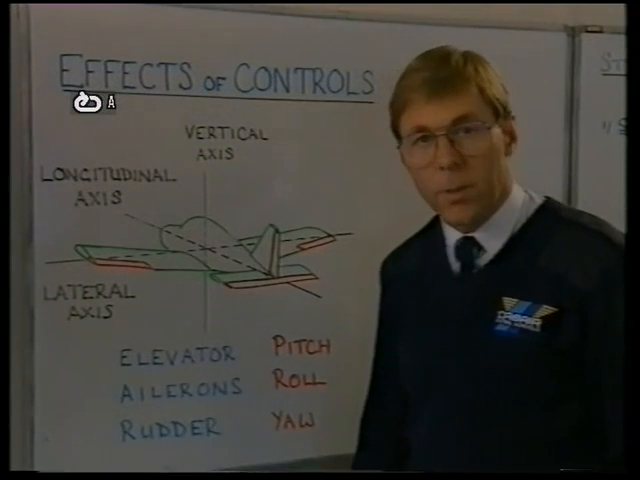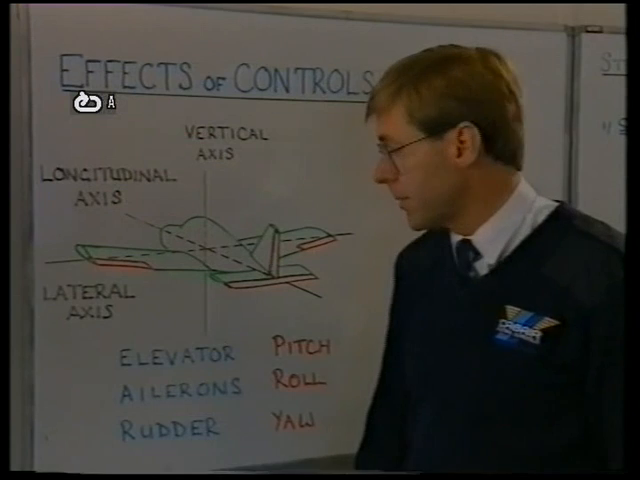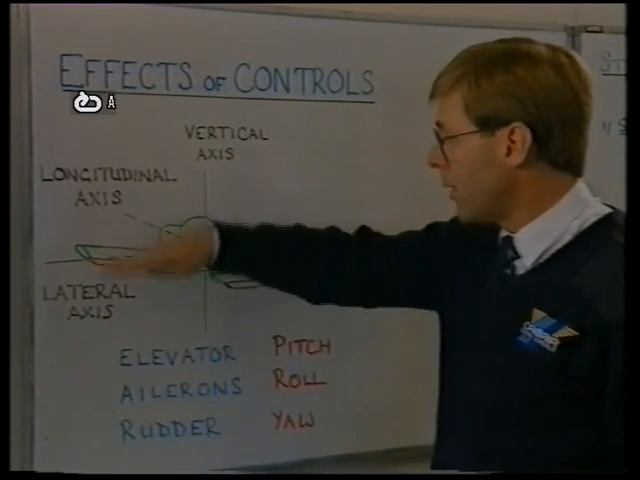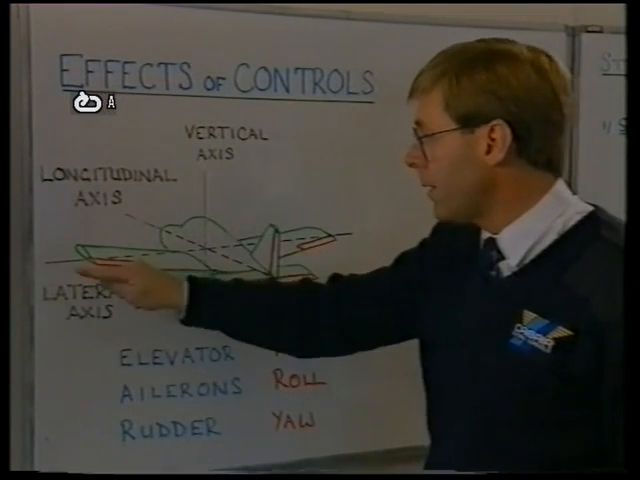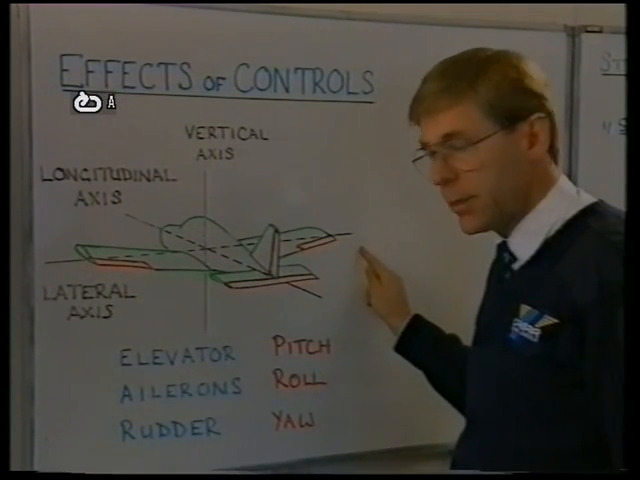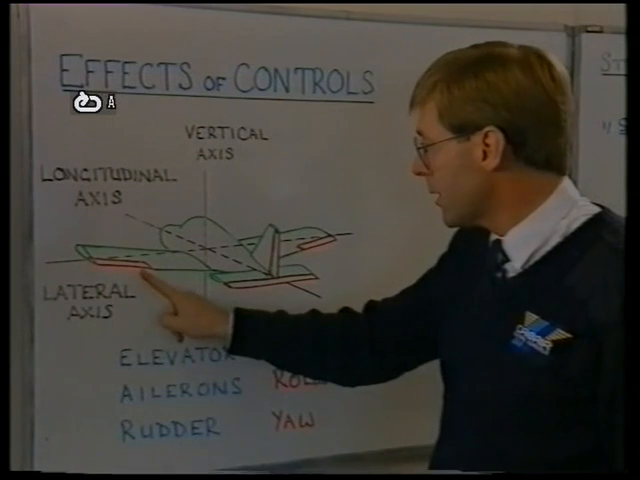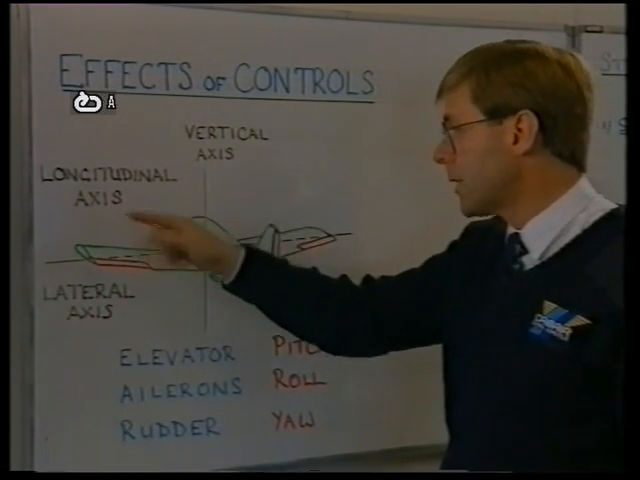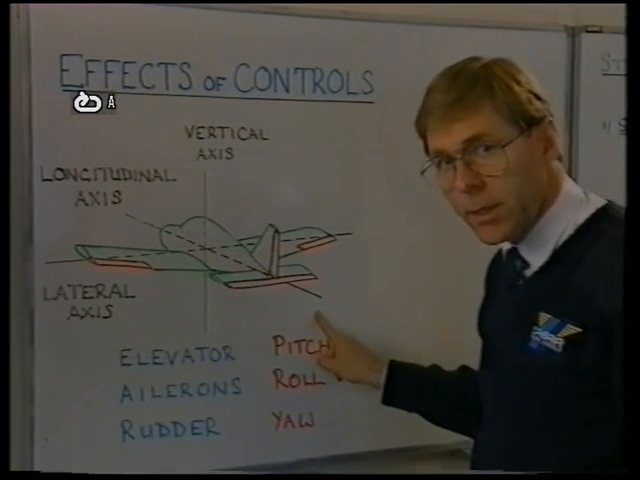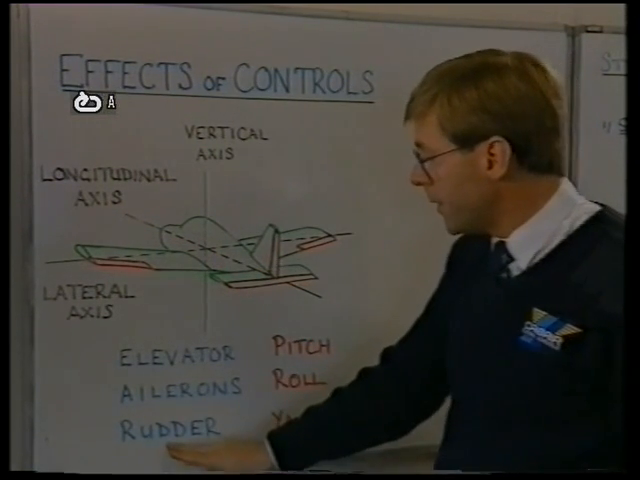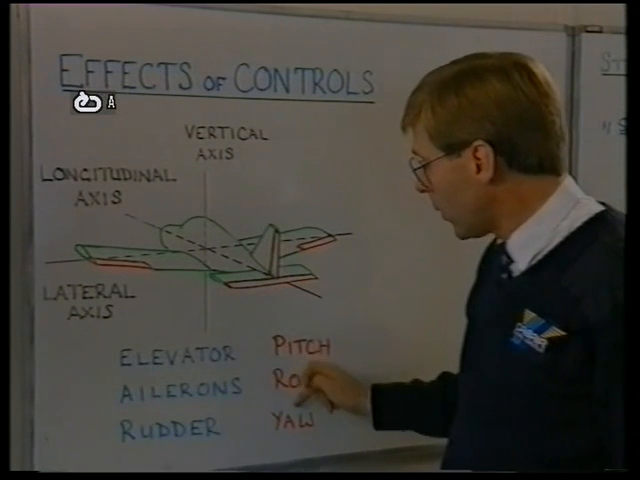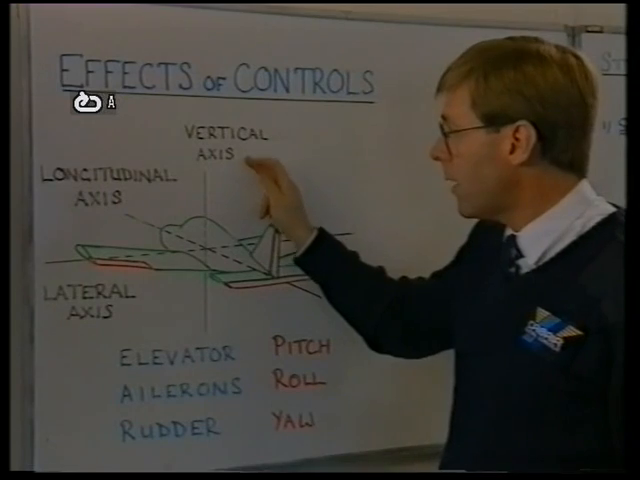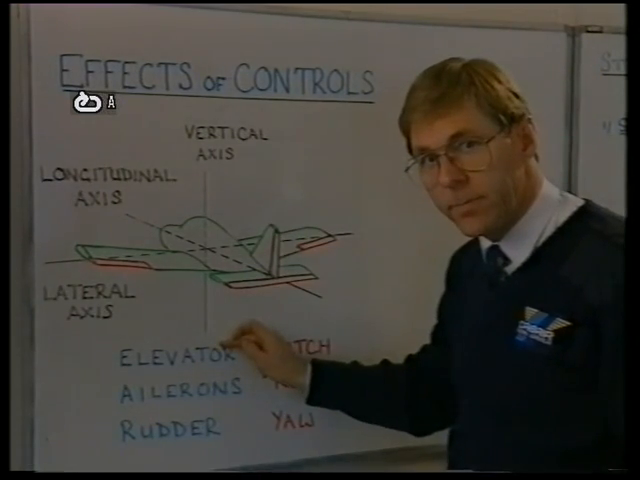So let's see how these controls affect the aircraft's movement in flight. Movement of the elevator will cause the aircraft to pitch, nose down, nose up, about the aircraft's lateral axis. Movement of the ailerons will cause the aircraft to roll, wing left, wing right, about the aircraft's longitudinal axis. And movement of the aircraft's rudder will cause the aircraft to yaw, left and right, about the aircraft's vertical axis.